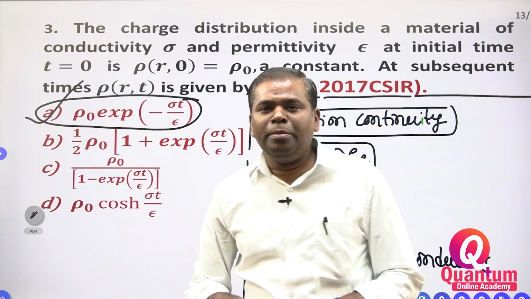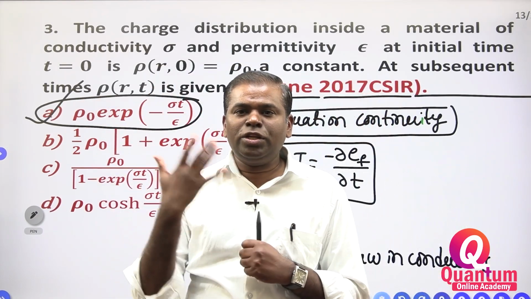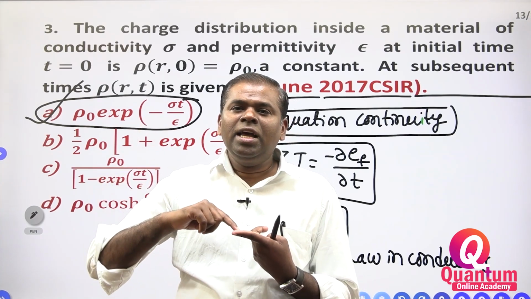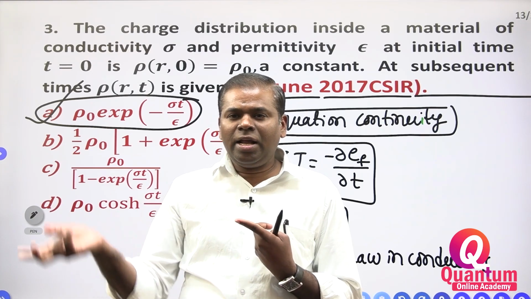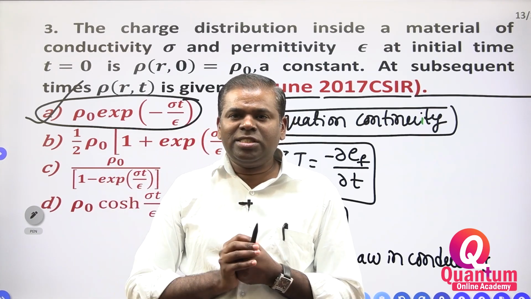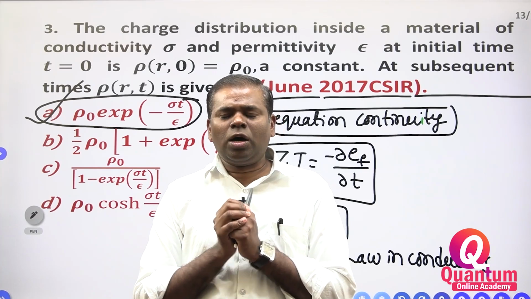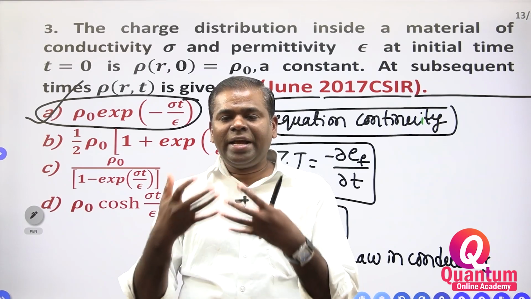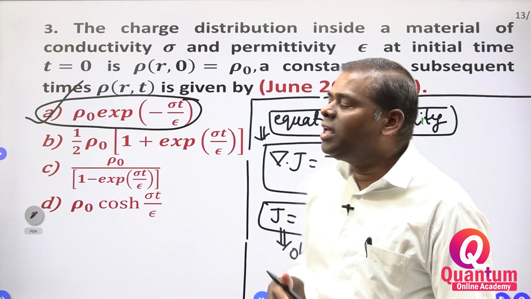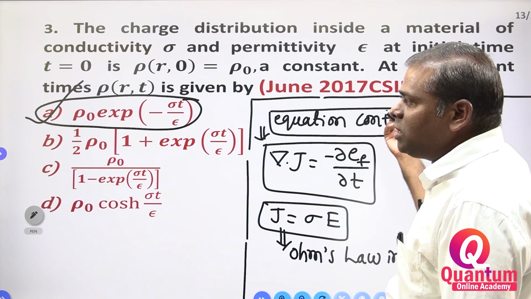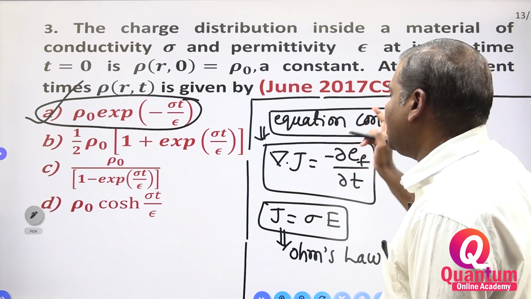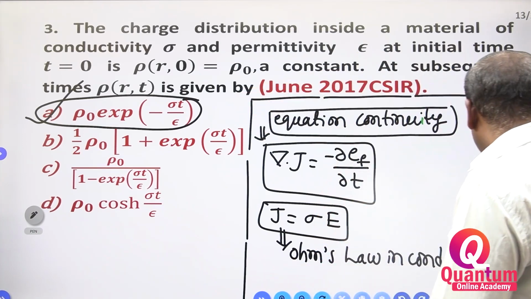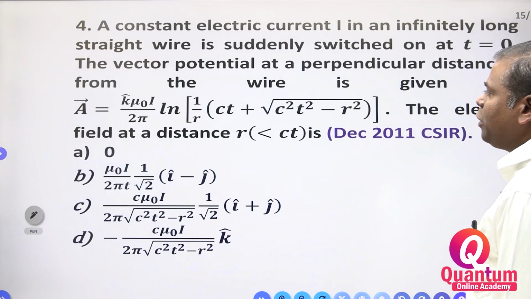This question is very, very important. So many times they are asking this question. Here Maxwell equations are involved, here the conductivity and Ohm's law are involved, and integration is also involved. Like this we have to solve. Just simply we won't get the answer; we have to solve, then only we will get the option. They asked this question in the June 2017 CSIR examination. I took this question from the Maxwell equations. Clear?